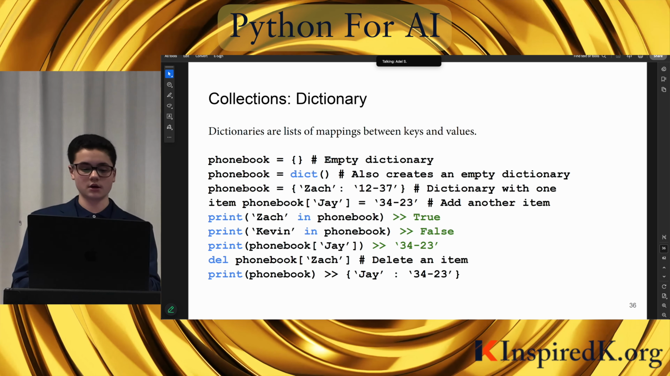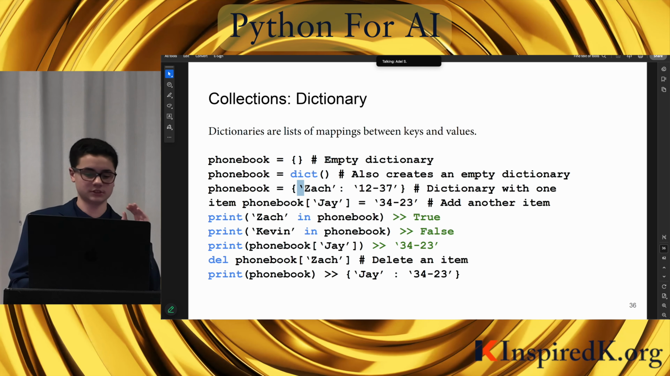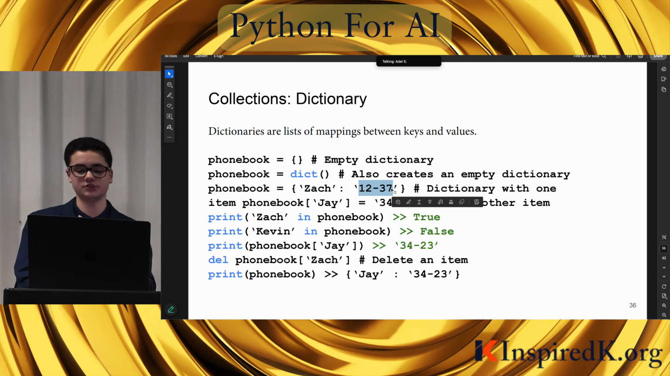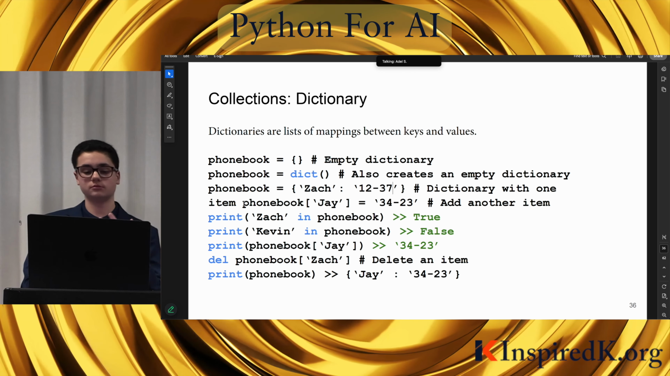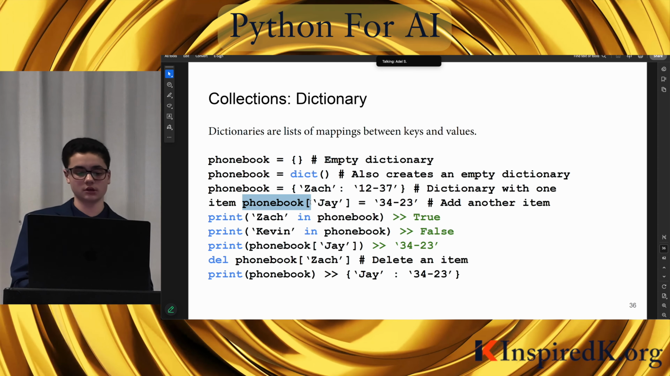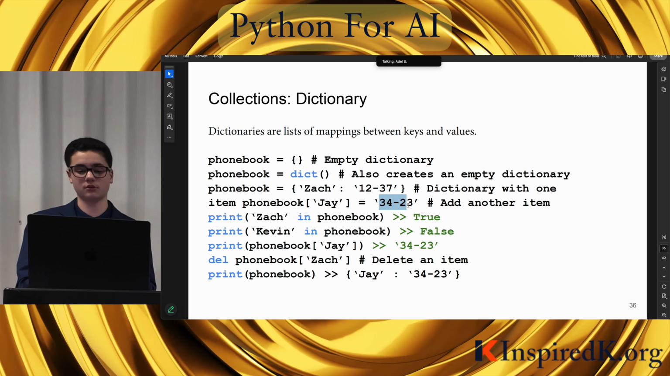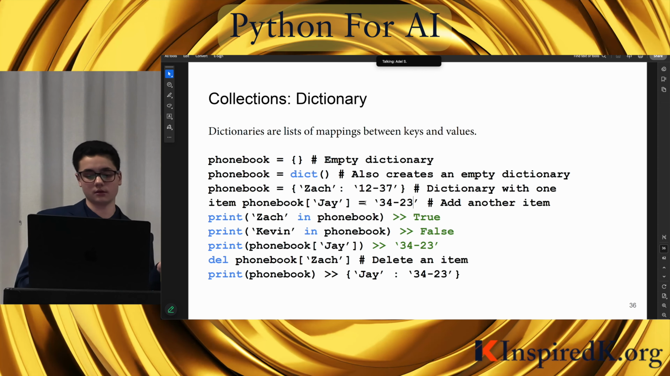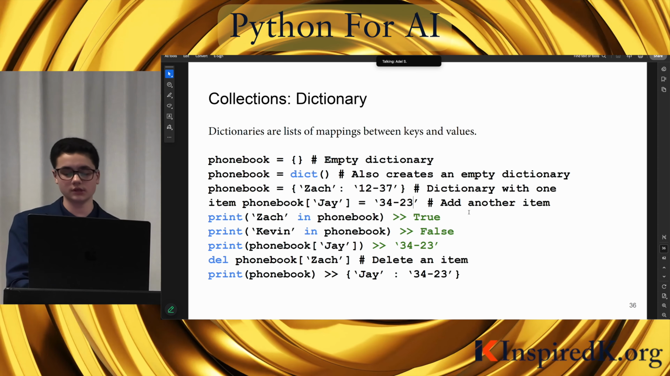To define a dictionary with one item, we can use the syntax of the key, colon, space, the value. So if we want to create a phone book dictionary, we can have the string Zach, colon, space, his phone number of 12-37. To add a second entry into our dictionary, we can use a syntax of phone book, open square brackets, J, close square brackets, is equal to the value of 34-23. This creates a mapping between a key of J and a phone number value of 34-23.